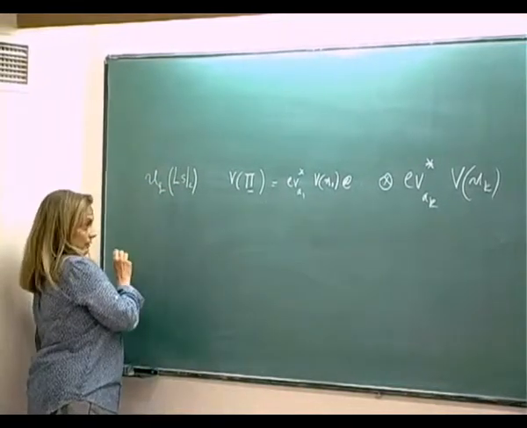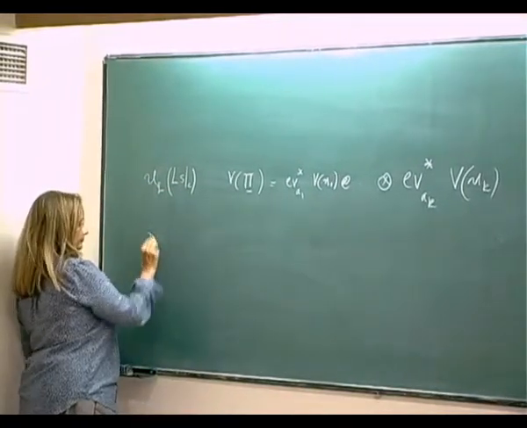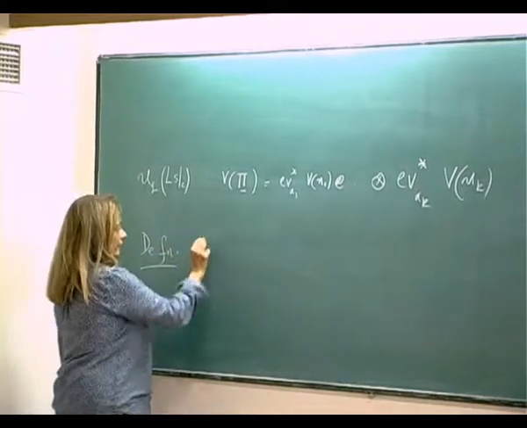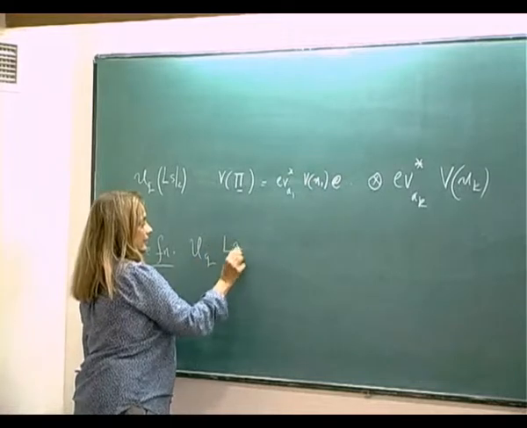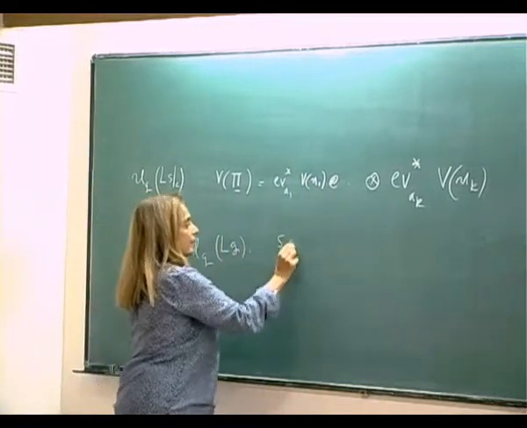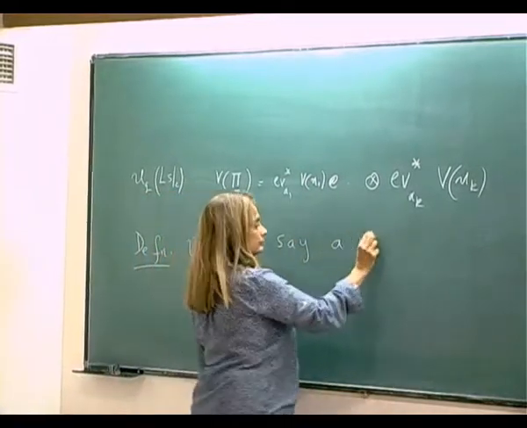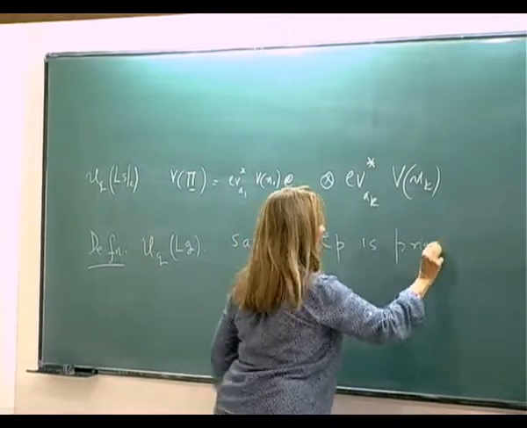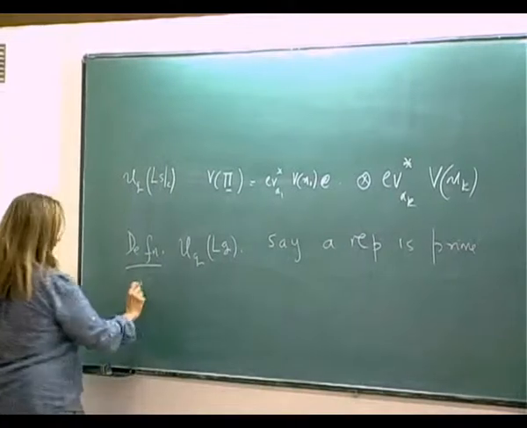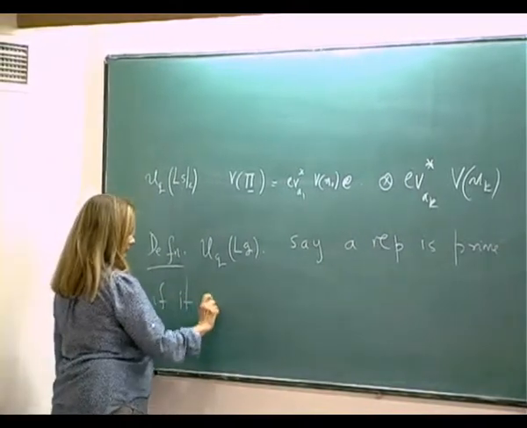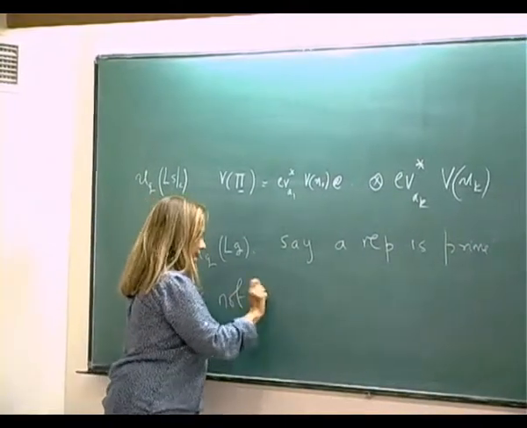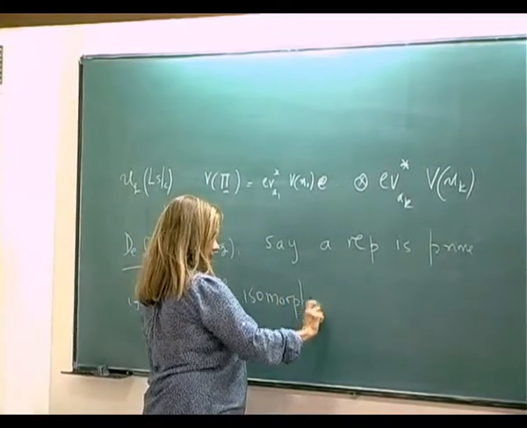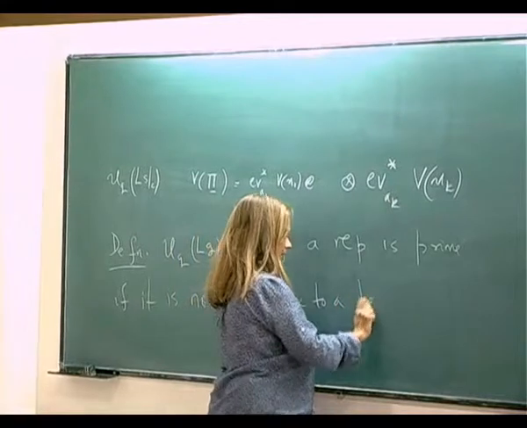So let's make a definition. Now we're working for arbitrary U_q of LG. We'll say a representation is prime if it is not isomorphic to a tensor product of representations.